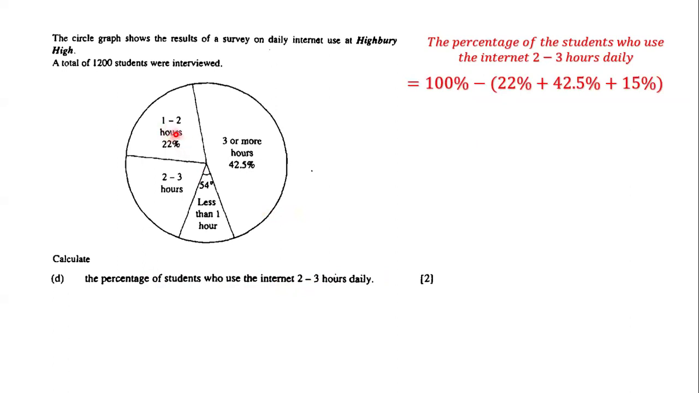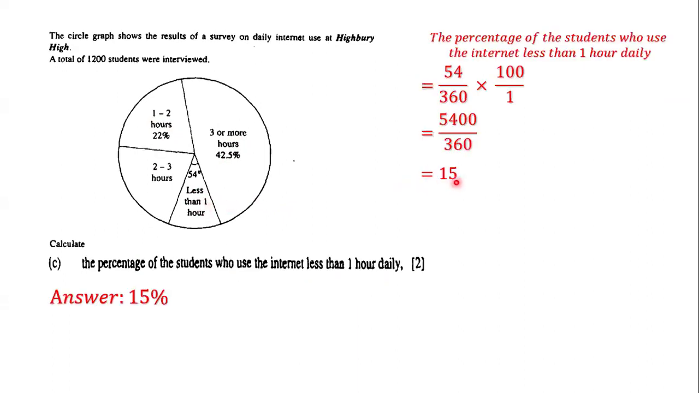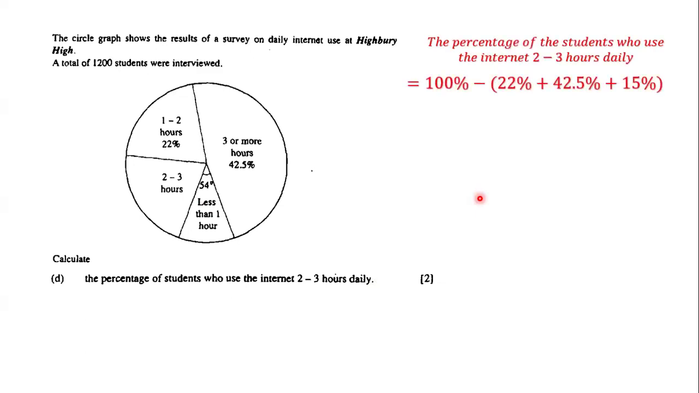Next, we have to calculate the percentage of students who use the internet 2 to 3 hours daily. All right, so we have to find our percentage. Now, what do we know about it? Well, we know that this is 22%. We know that this is 42.5%. And we just figured out that less than an hour is 15%. So 22%, 42.5%, and 15%. And we know that all of them together must add up to 100%.